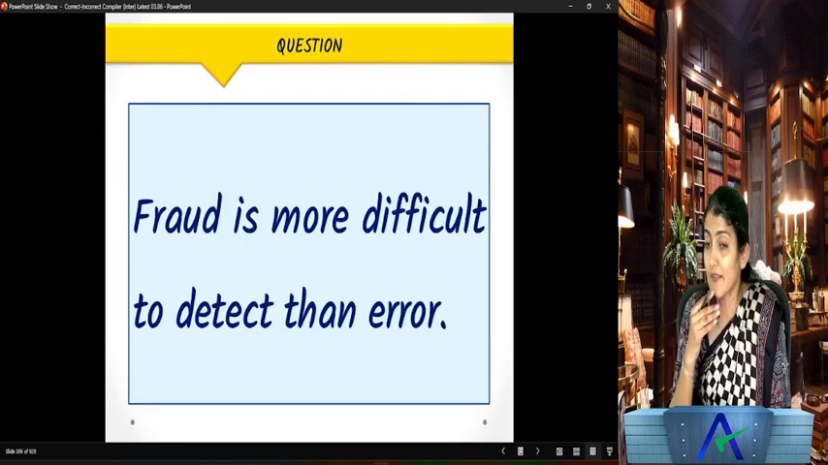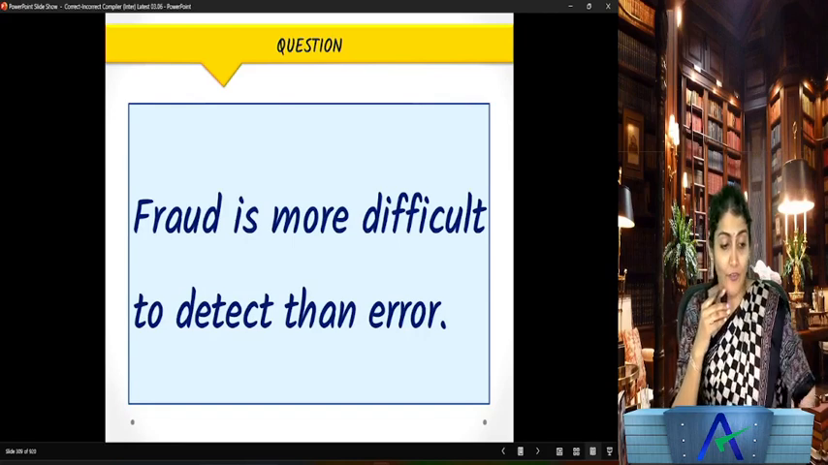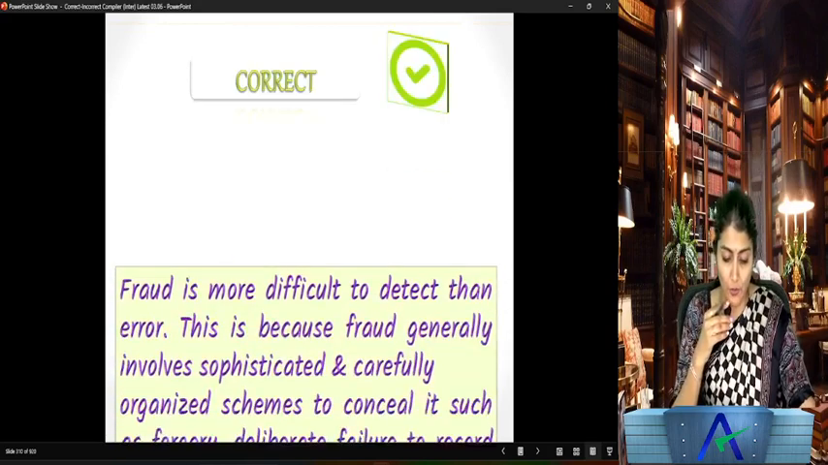How many lines? 4 lines? 7 lines? 5 lines? 6 lines? Sometimes the mind says, for 2 marks, ma'am, I have to write so much. Okay, right. So fraud is more difficult to detect.